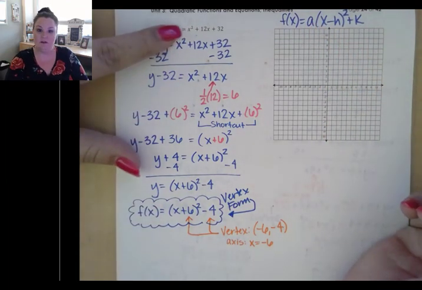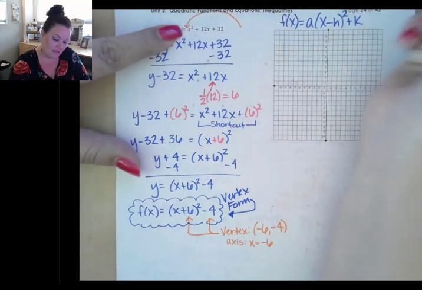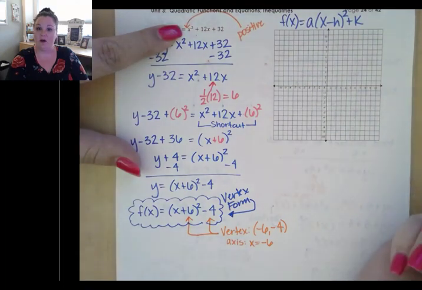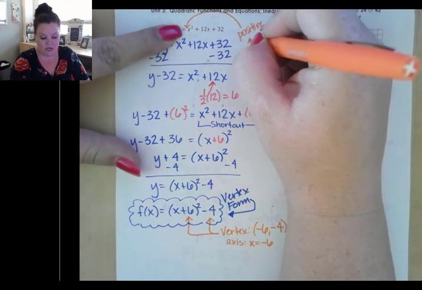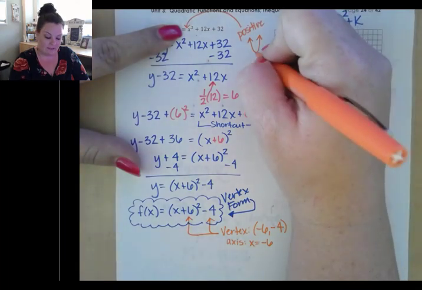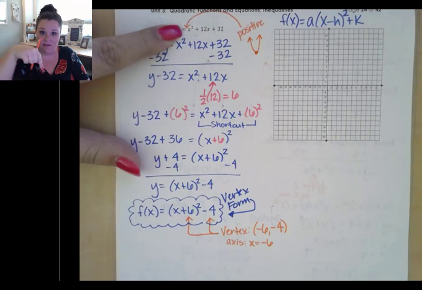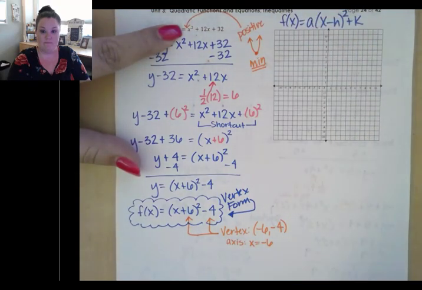Or you can go back to the original. If I look at the leading coefficient here, okay, my leading coefficient is positive. So if it's positive, it's a positive 1, that means that my parabola opens upward. So that makes my vertex point down at the bottom of the parabola valley, right? Which means that I'm going to have a minimum.